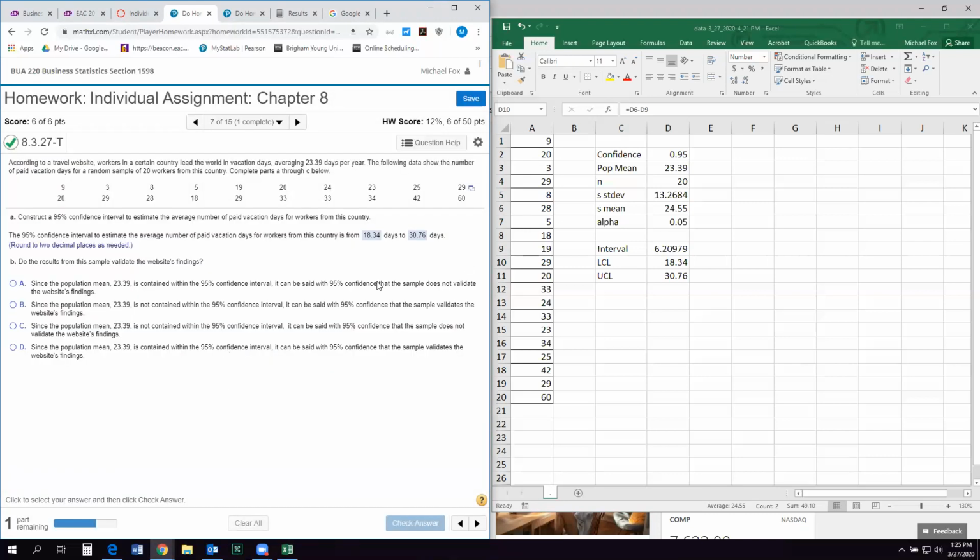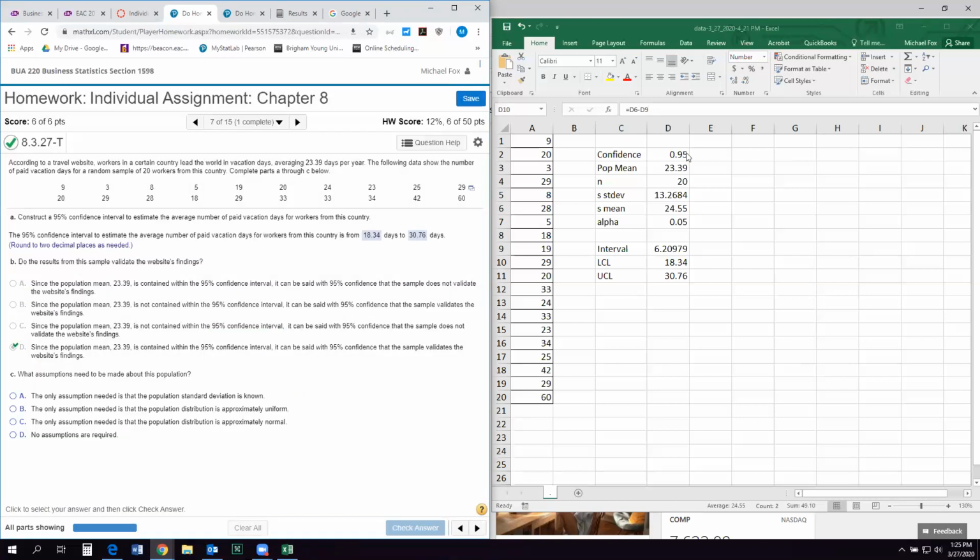Then it's going to ask us if the results validate the findings. This website says that the average is 23.39, and our data says there's a 95% confidence interval that contains 18 to 30, so 23 falls within there. We'll say, since the population mean of 23.39 is contained within the 95% confidence interval, it can be said with 95% confidence that the sample does not validate. Nope, that's not right. So it must be this one. Since the population mean is contained, it can be said with 95% confidence that the sample validates the website's findings.